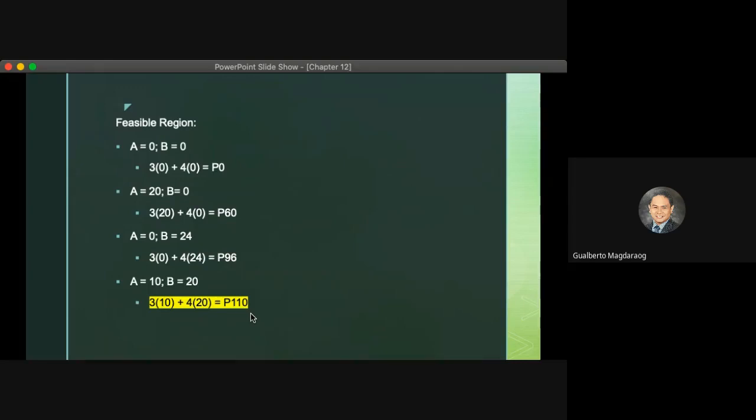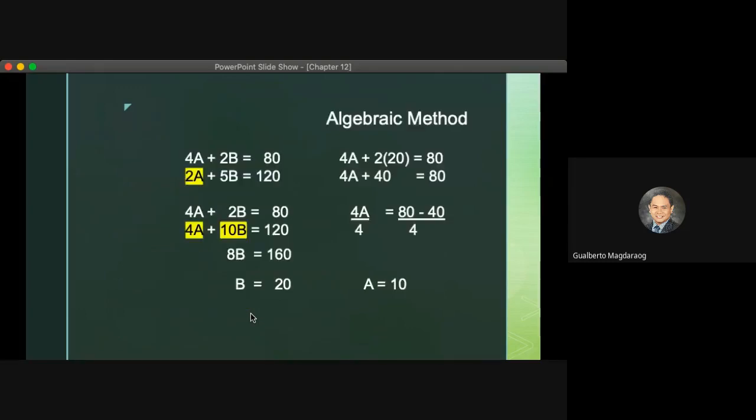Okay, so that is how we use the graphical method in solving linear programming. Next is the algebraic method. In the algebraic method, we simply combine the two terms and find the value of the variables. Like in the graph, for grinding and polishing, we simply combine them.